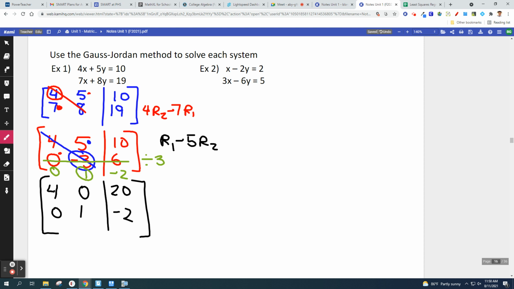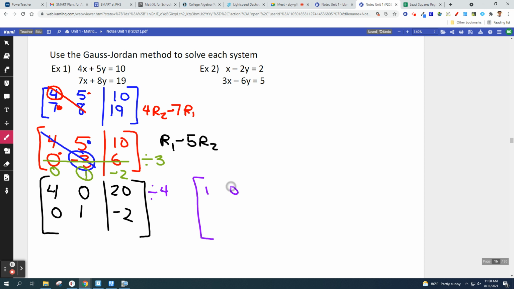And so essentially we're finished because we can see the answer. You can see that y equals -2. Can you also see what x is? x is going to be 5, 20 divided by 4. But technically this isn't reduced. It's not reduced until you see 1s. And so I would probably go one more step and divide this one by 4.